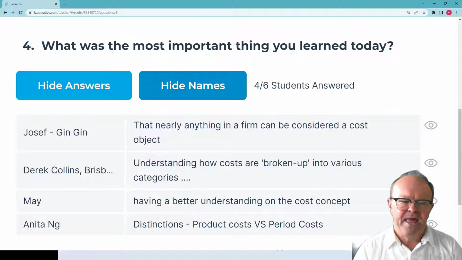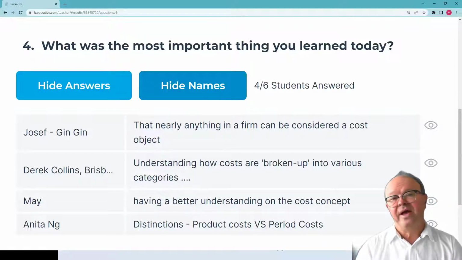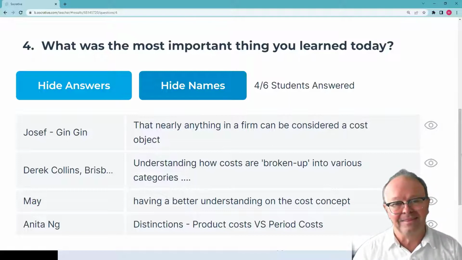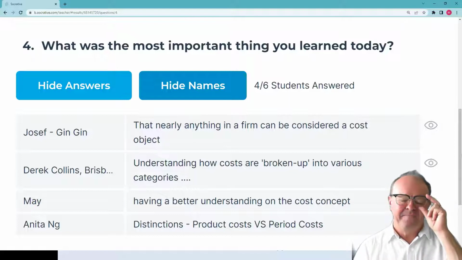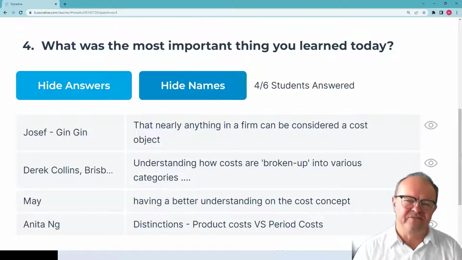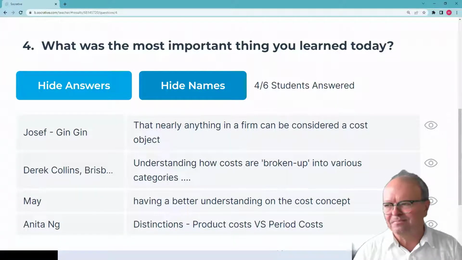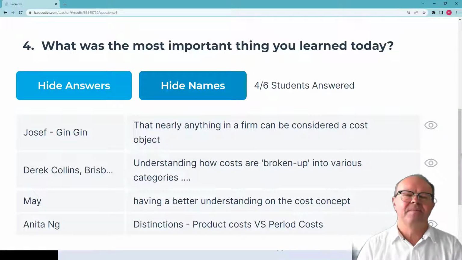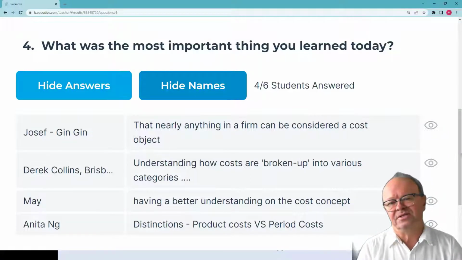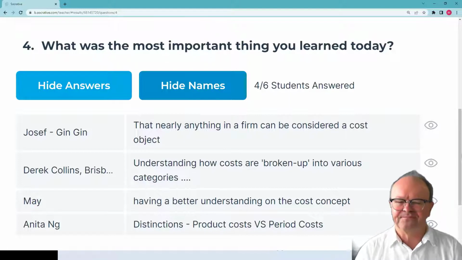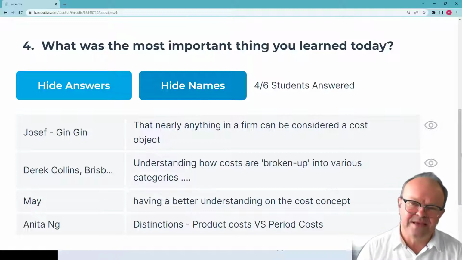Joseph from Gin says that nearly anything in a firm can be considered a cost object. That's right. Well, everything could be considered a cost object. If we wanted to know the cost of everything, we could, in theory, probably have a crack at it. But of course, there are costs involved in attaching costs to cost objects, and all the accounting. It costs money to employ people to do stuff, and it can be quite difficult to attach costs in certain situations. So there's a sort of cost-benefit decision that goes into this, as to whether we consider something a cost object.